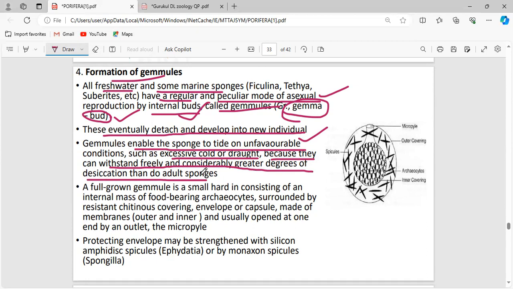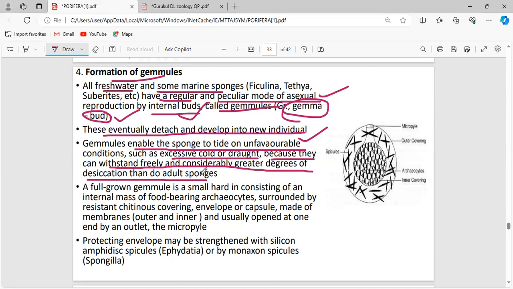Consider the cyst. During unfavorable conditions, organisms or protozoans undergo encystment. They are enclosed by an extra wall called the cyst wall, and the process is called encystment. The same thing is followed by the spores, that is called the formation of gemmules.